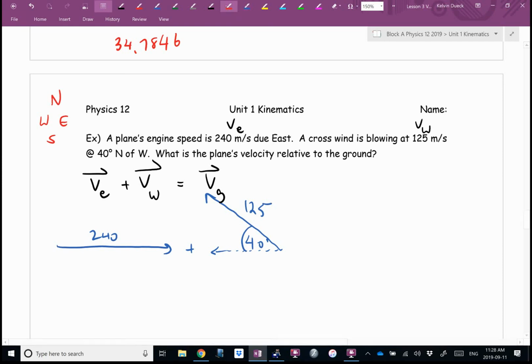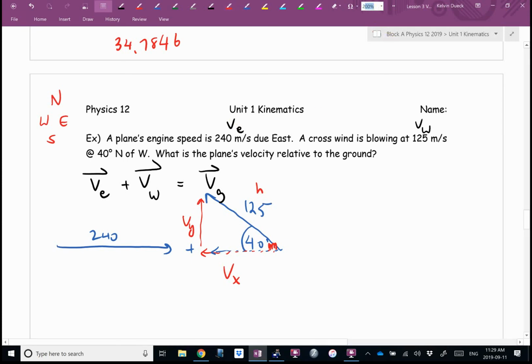I'm going to break this up into horizontal. This time, Kira, I'll use a V for velocity because it's speeds. And vertical. That 240 is going to drop down. I'll get the components over here in the margin. I hope. Let's see. 125 is the hypotenuse. I got that.